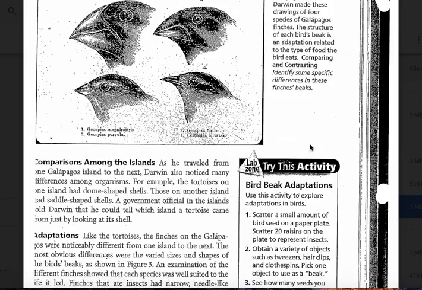Comparisons among the islands. As he traveled from one Galapagos island to the next, Darwin also noticed many differences among organisms. For example, the tortoises on one island had dome-shaped shells. Those on another island had saddle-shaped shells. That's hard to say quickly. A government official in the islands told Darwin that he could tell which island a tortoise came from just by looking at its shell.